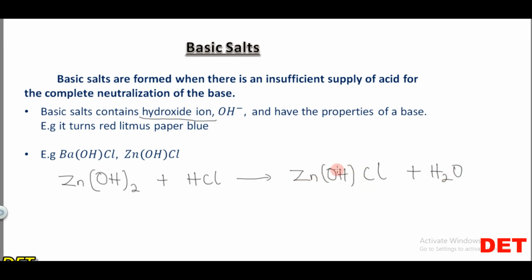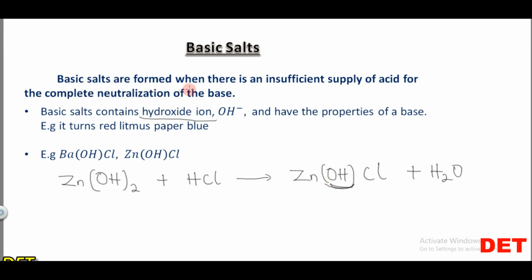So this salt that is formed from this neutralization reaction is an example of what? A basic salt. And why is it a basic salt? It's a basic salt because it contains the OH ion, the hydroxide ion. So this is an example of a basic salt.